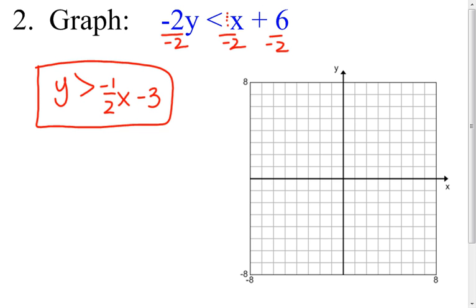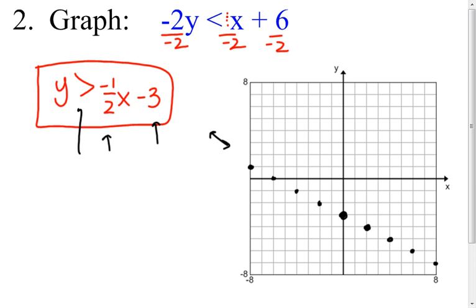So this one crosses the y-axis at -3. And I got that right there. And it has a slope of -1/2. So that means I'm going to go down 1 since it's negative, and to the right 2 since it's positive. Remember that negative slopes always tilt this direction. So down 1, right 2. Or I could go up 1, left 2. Like that. Okay?